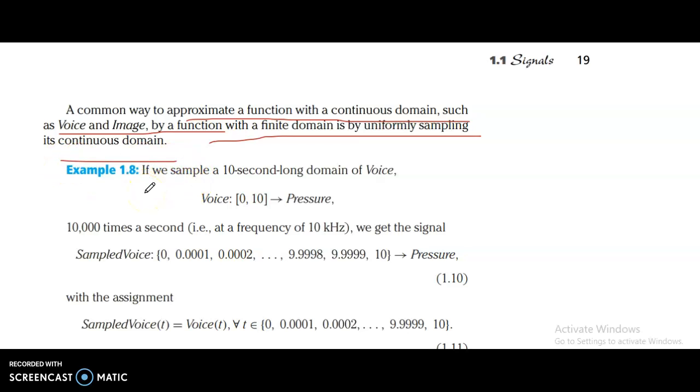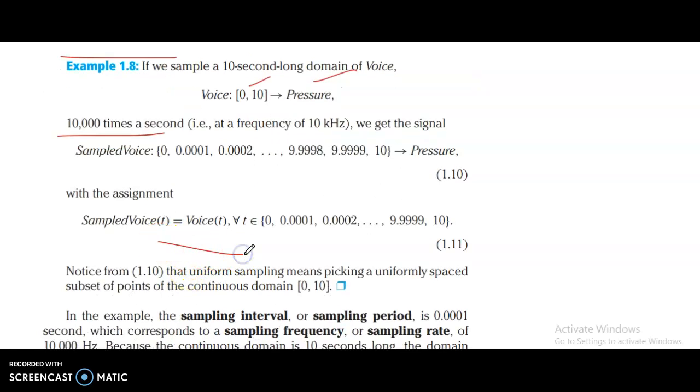If we sample a 10-second long voice signal from 0 to 10, let's say 10,000 times a second, that is at a frequency of 10 kilohertz, we get the sampled voice signal at 0.0001, 0.0002, up to 9.9998, 9.9999, 10, with the assignment sampled voice of t for all t belonging to this set.